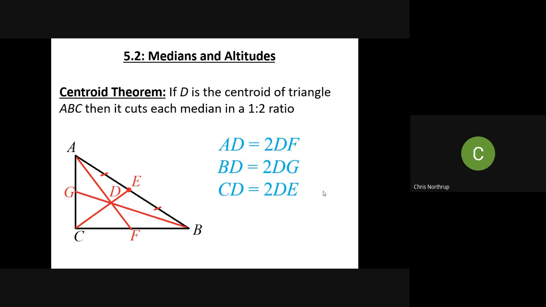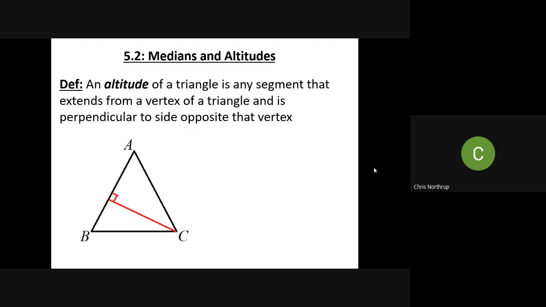So you could see here that AD is always going to be double DF, CD will always be double DE, and BD will always be double DG. So that will let us set up equations, find missing lengths, etc. The other point of concurrency has to do with a different segment in a triangle, and that's called an altitude.